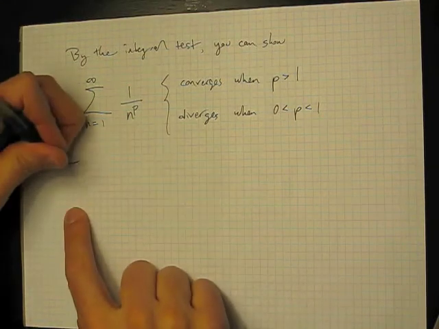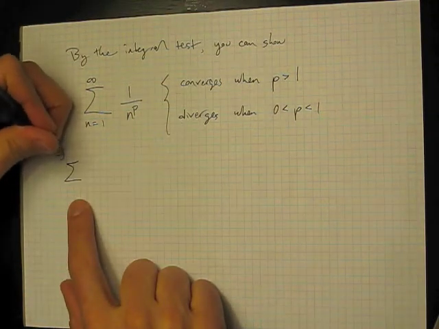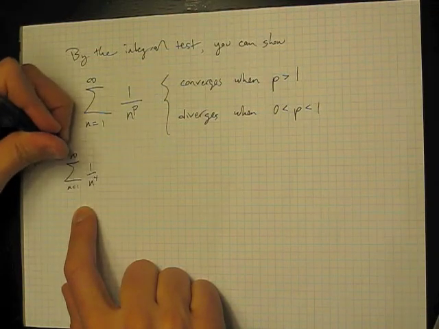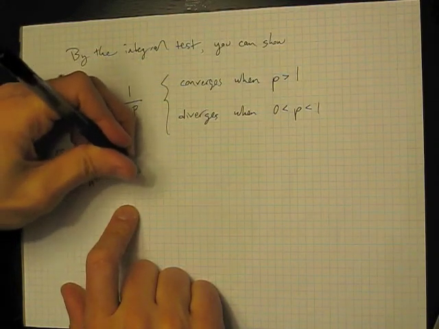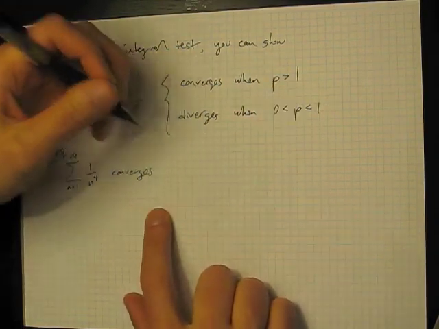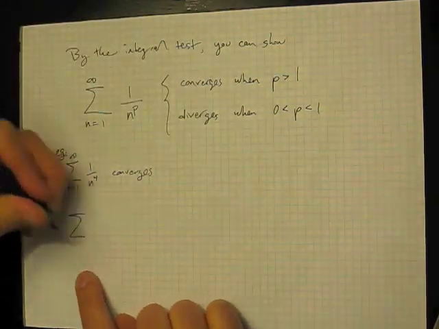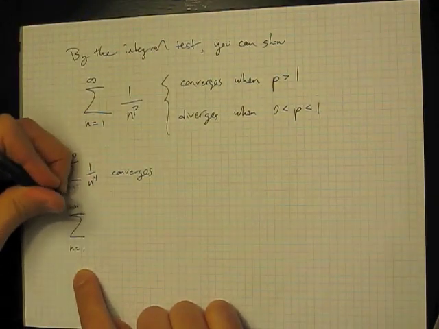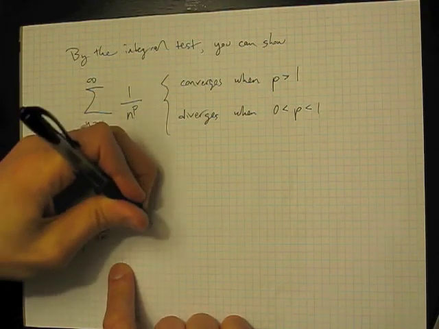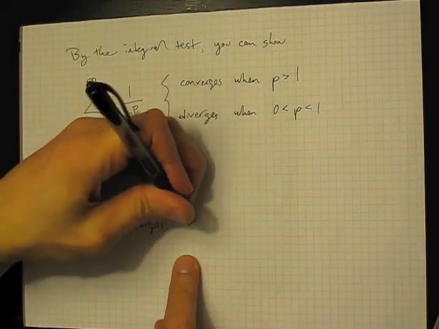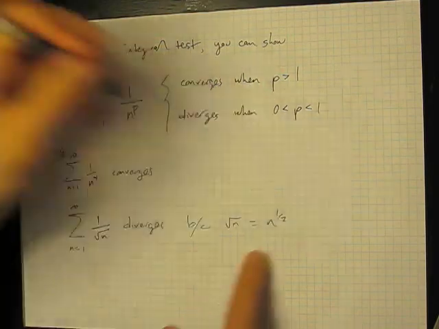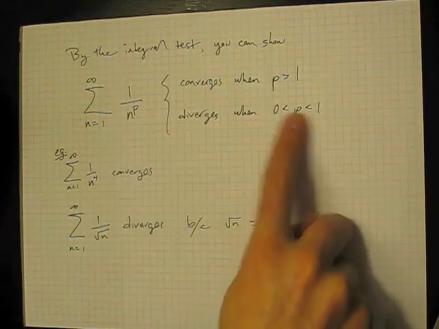So that means, for example, the sum of 1 over n to the 4th converges, because the power p, 4, is bigger than 1. And 1 over the square root of n diverges, because the square root of n is n to the 1/2 power, and 1/2 here is less than 1.